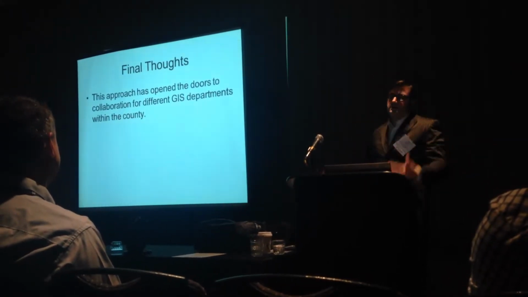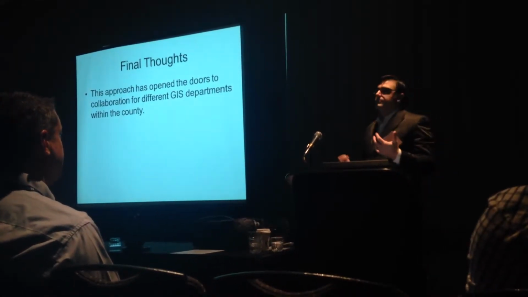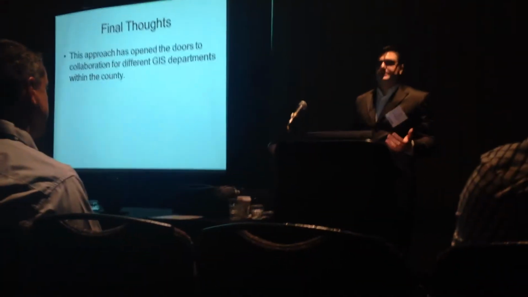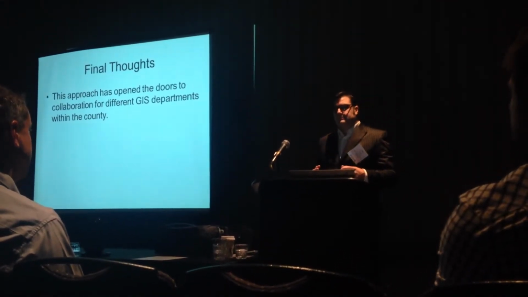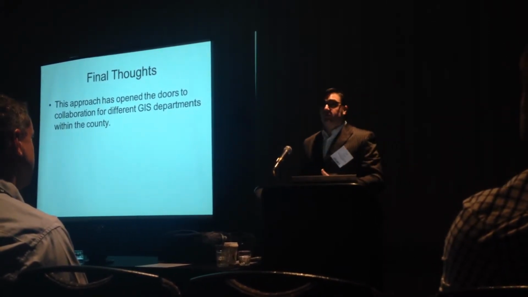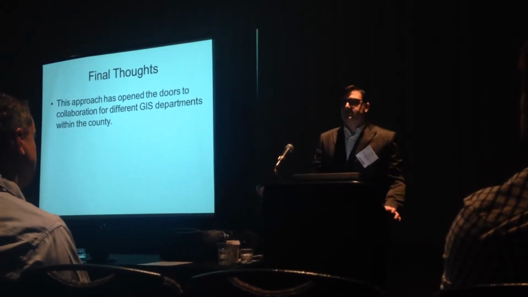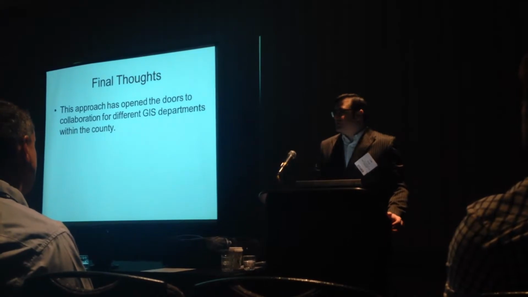So final thoughts. This approach has really opened the doors to collaboration for different GIS departments within the county. Using the replication, we've been able to serve our different county entities that don't have a GIS department. They just use ArcGIS Online, and that's how they get the data. But for your more advanced GIS departments like City of Alliance, City of Canton, we're working on Massillon, that's the way we've been able to give them more GIS tools that they didn't necessarily have before because they were doing things other ways. So to me, this is a real solution to collaboration, and I'll open the floor for any questions.